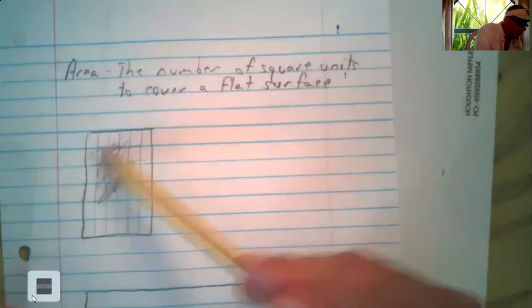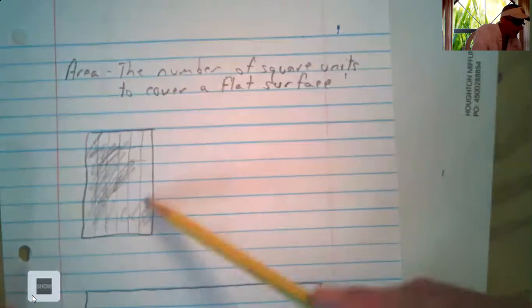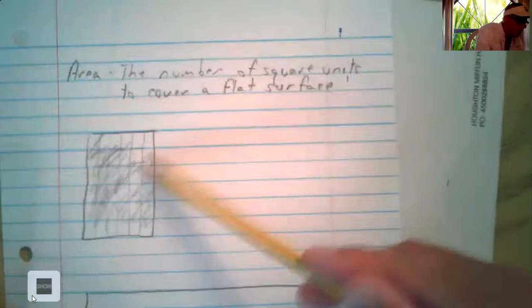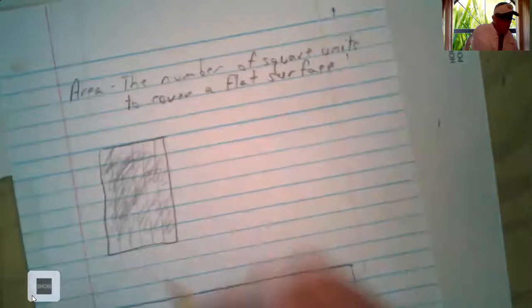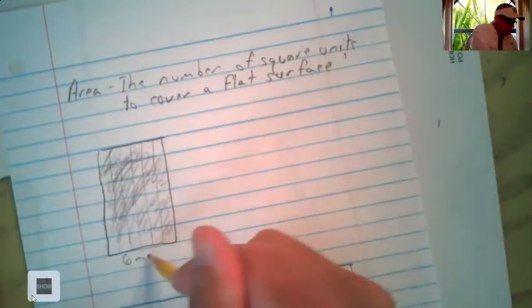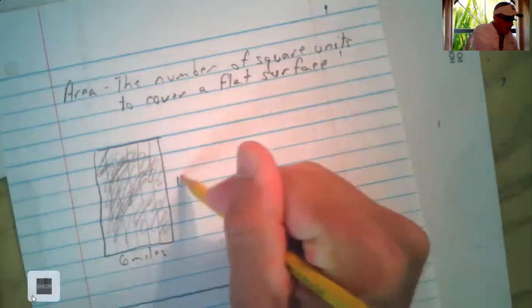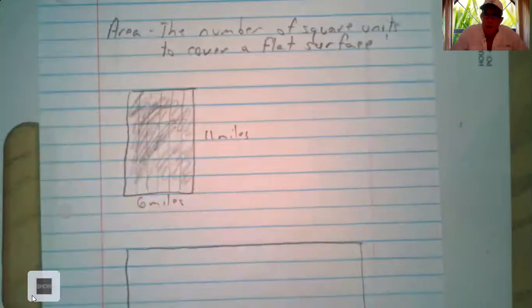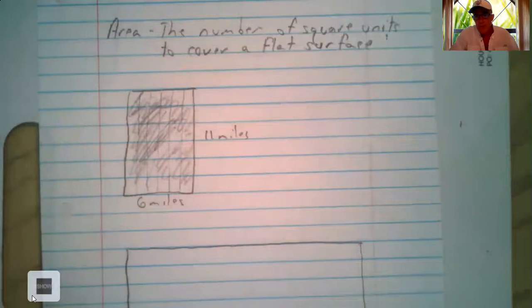We still want to cover this flat surface, because we are not talking about perimeter going around. We're talking about what is inside this flat surface. We'll call this 6 miles in width and 11 miles in length. What you're looking at is a model of a water park, a very big, very expensive, very popular water park in the summertime.